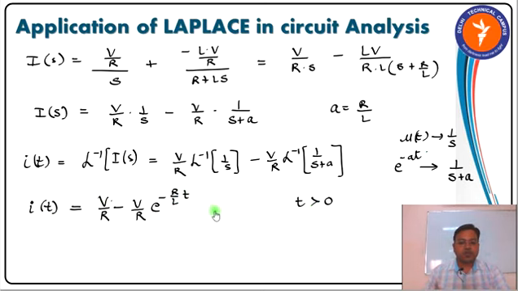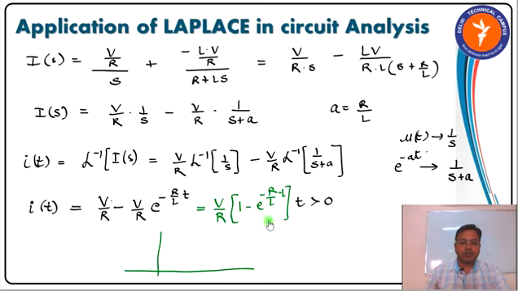So this is the solution, and I can further write it as V by R into 1 minus e raised to power minus R by L t. This is the expression for current, and we can easily plot it also. If it is an exponential part, then it will be exponentially increasing like this, where this will be the final value. So it will be reaching the final value of V by R. So this is the response, or the current, in the RL circuit.